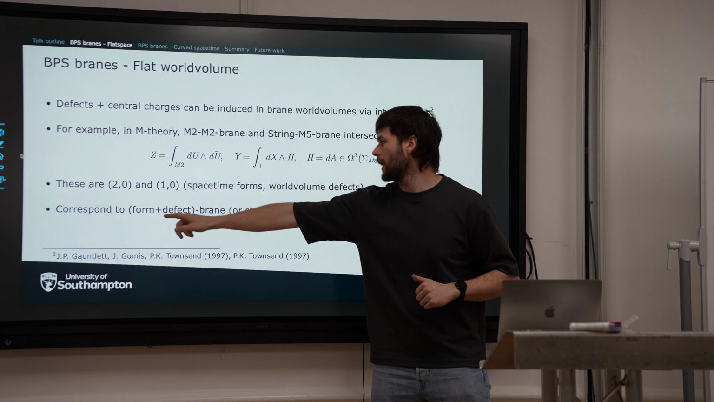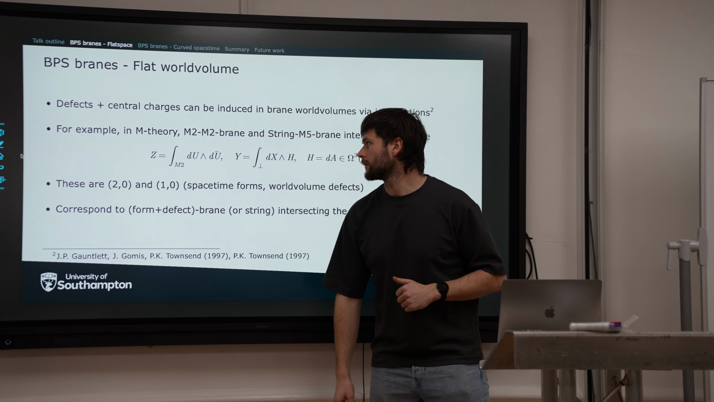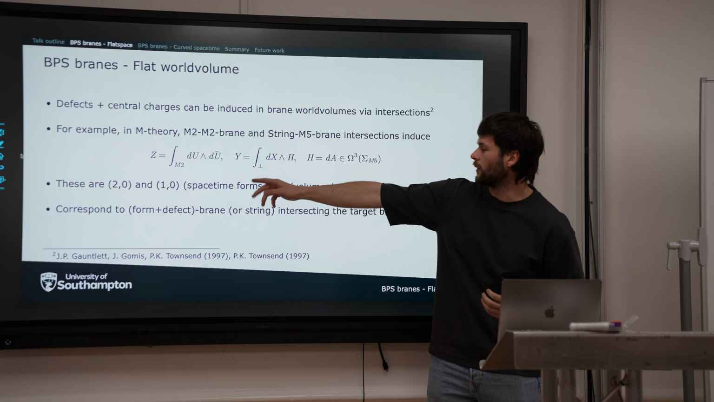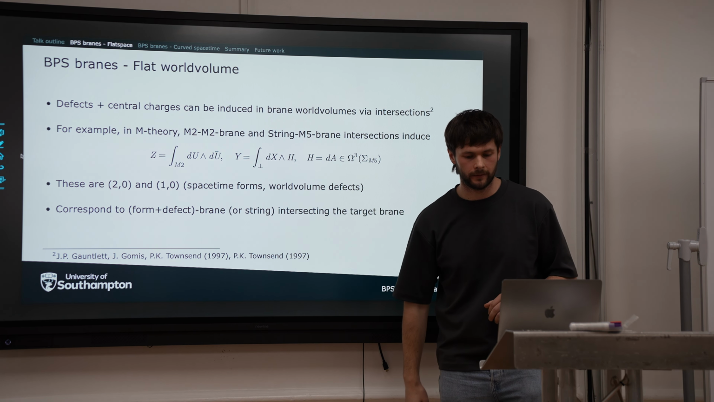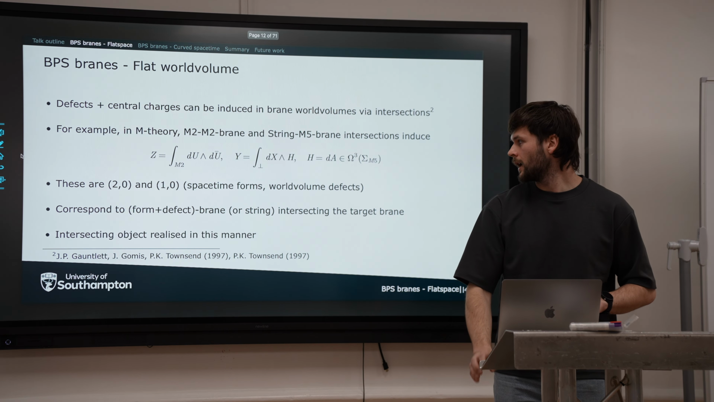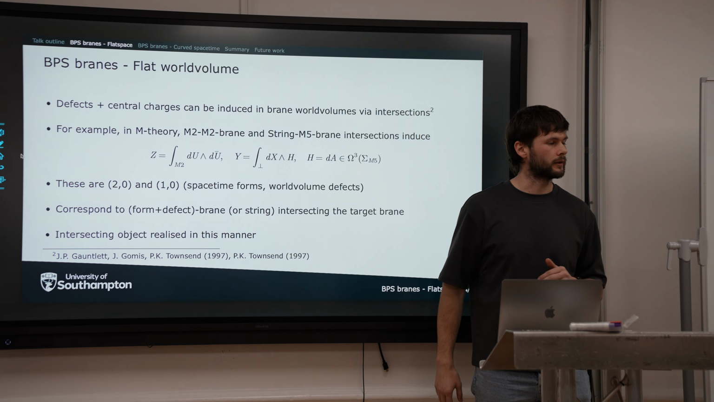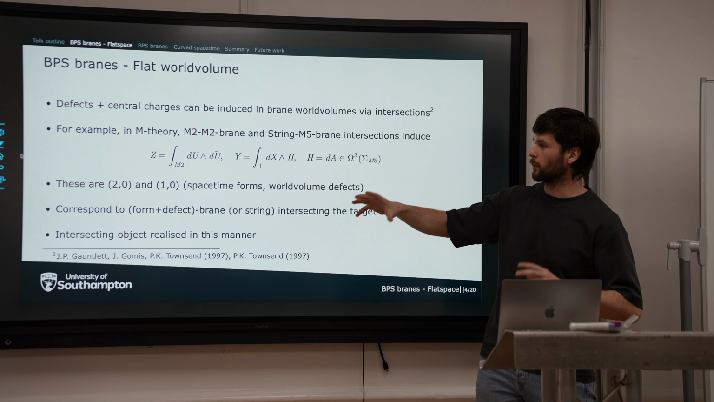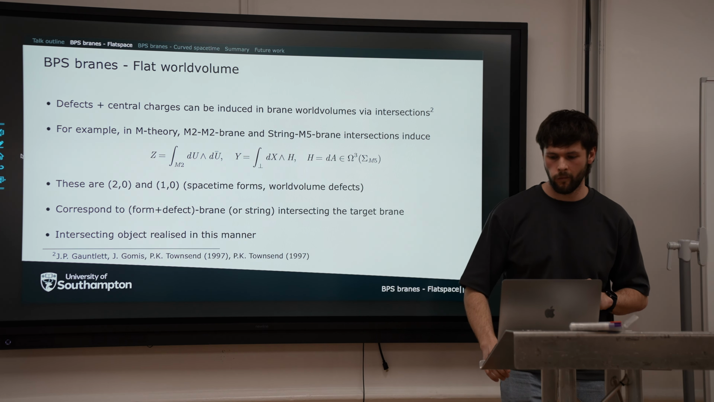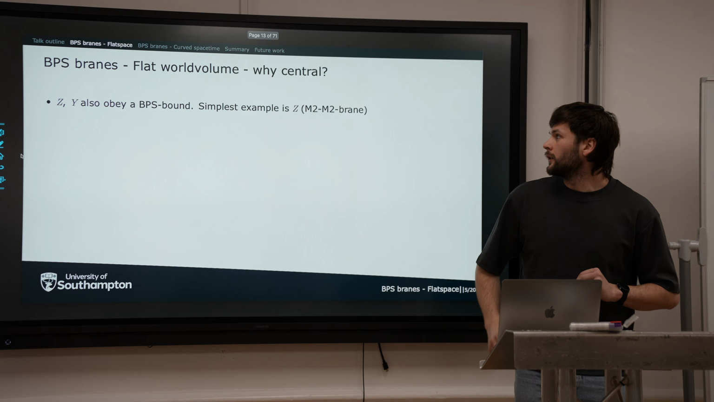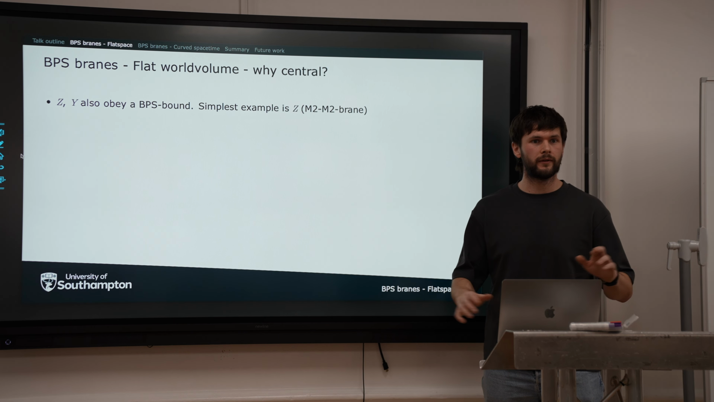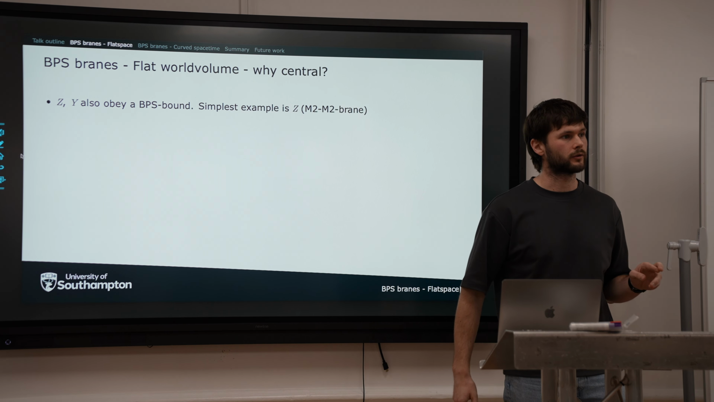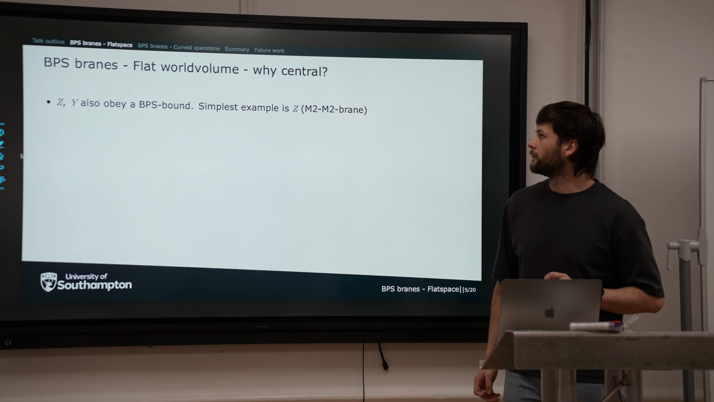So here we have a 2 + 0 brane, so an M2 brane, and then a 1 + 0, a string in this case. And so the space-time interpretation of this intersection can be realized from the world volume perspective in this manner. So that's the brief overview of these types of constructions in flat space.